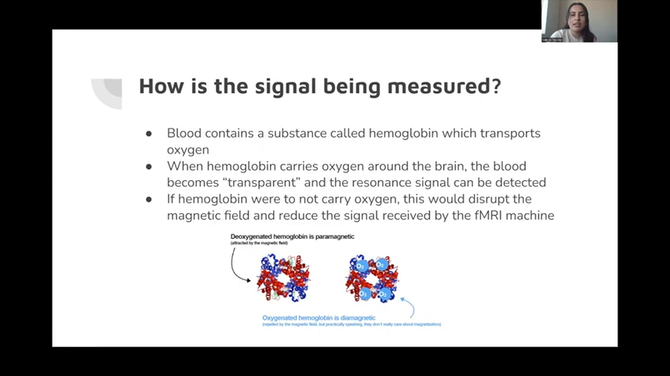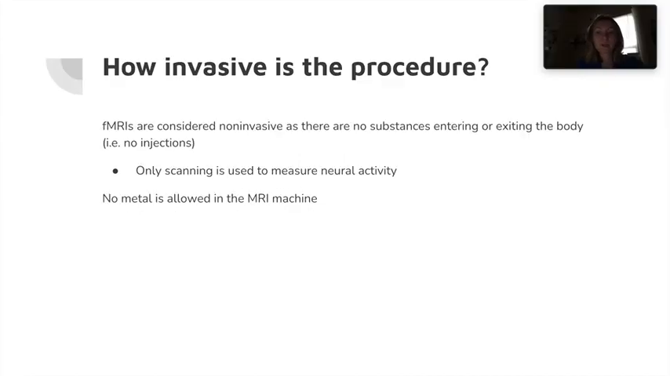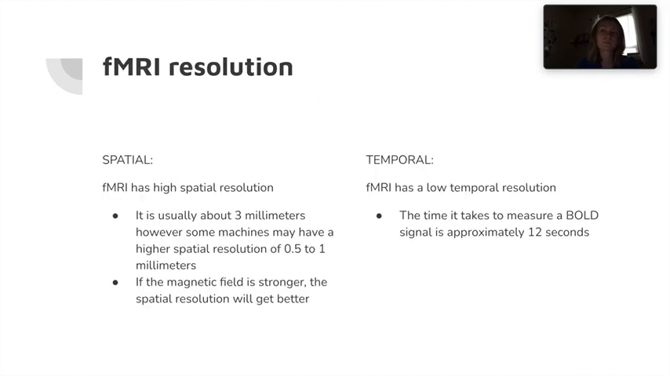And so, what equipment is needed? An fMRI uses an MRI machine, and so the individual lies down on their back and stays still as the machine proceeds with the scan. Because fMRIs do not require any substances or injections entering the body, it is considered a non-invasive procedure. However, it is really important that patients undergoing the procedure wear no metal inside the MRI machine because it is extremely magnetic and that could be highly dangerous.